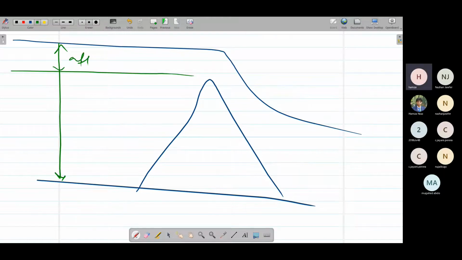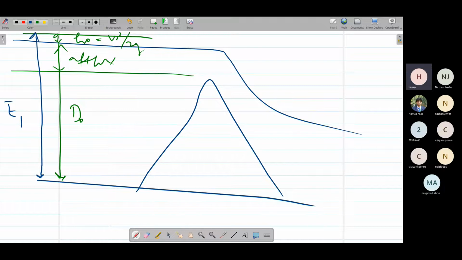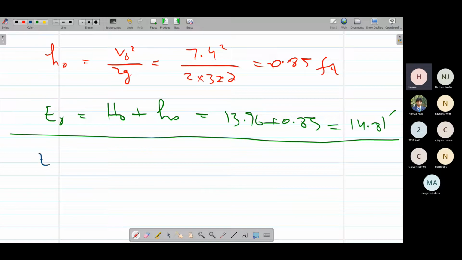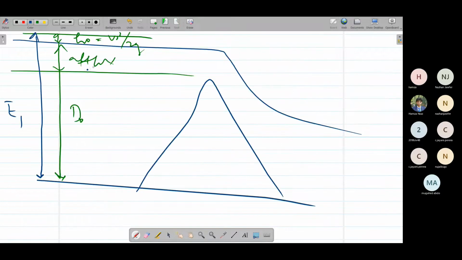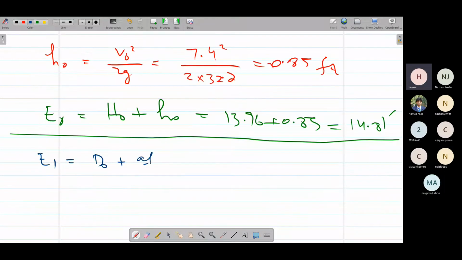This is efflux, this is D naught, and this is small h naught or V naught square over 2g. And this whole thing is E1, the specific energy upstream of crest level. So simply we can write this E1 as D naught, the normal depth before construction of barrage, plus efflux, plus h naught or V naught square over 2g.